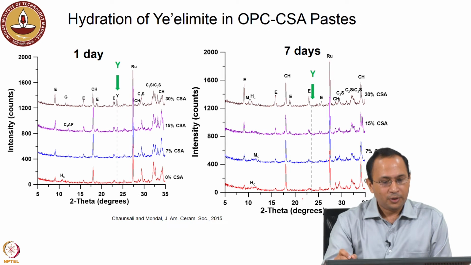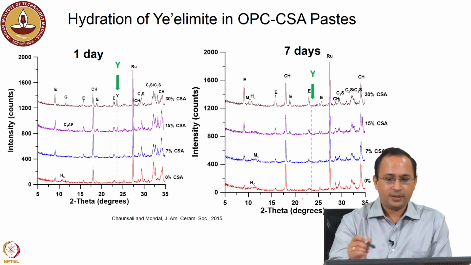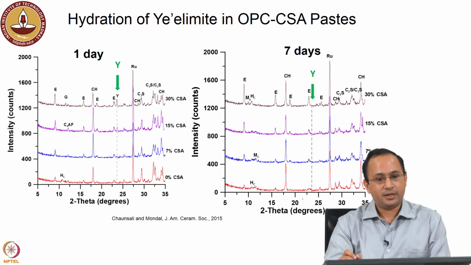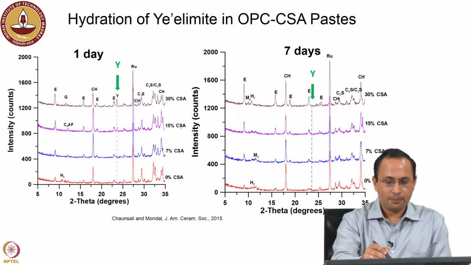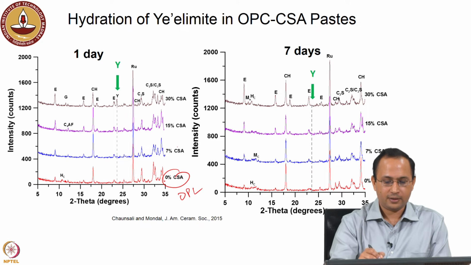Now, we will look into the hydration of yeelimite, because that is what is causing the expansion, and that is what leads to the formation of ettringite, monosulfate, and other phases. So, here again comparing the 4 different samples, OPC and samples with CSA.